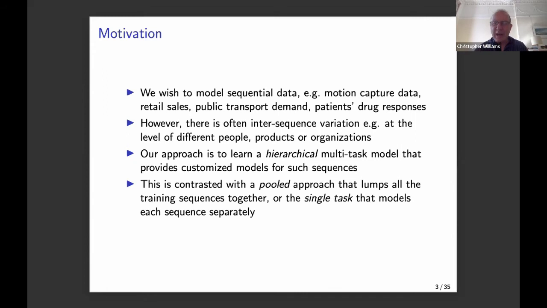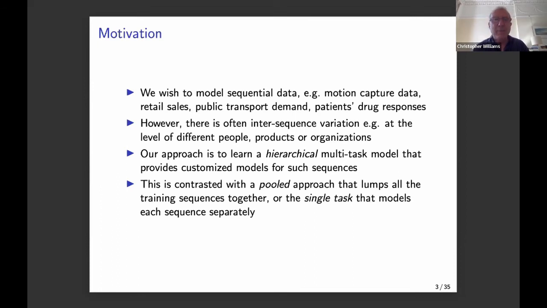So the issue, as motivated by this problem, is that there's intersequence variation. So different people, or if we're talking about retail sales, different products or different organizations. And the model that we're going to have here is a hierarchical multitask model that customizes the model to individual sequences. The two alternatives are either a one-size-fits-all pooled approach that lumps all the training sequences together, or a single task model that models each, let's call it each patient, separately. But of course, the problem there is it fails to share statistical strength across the different patients.